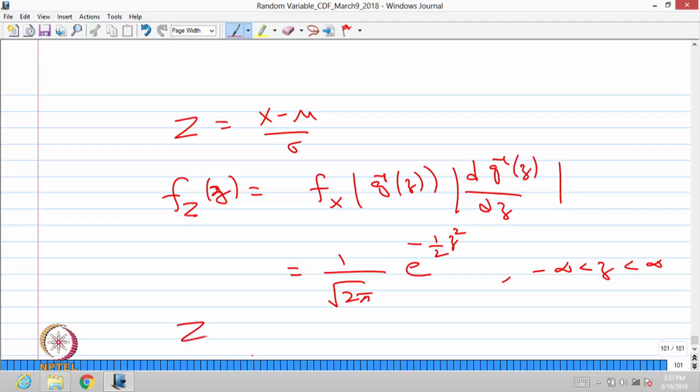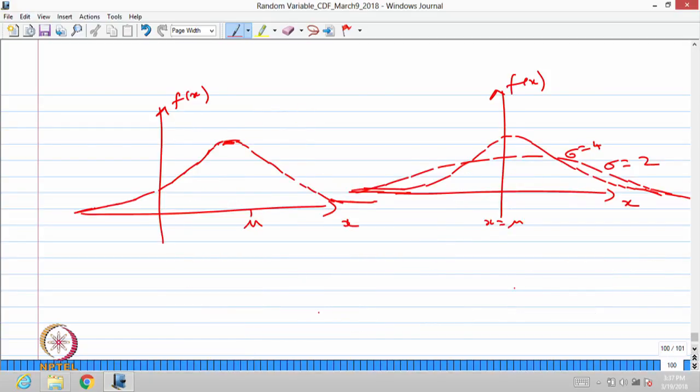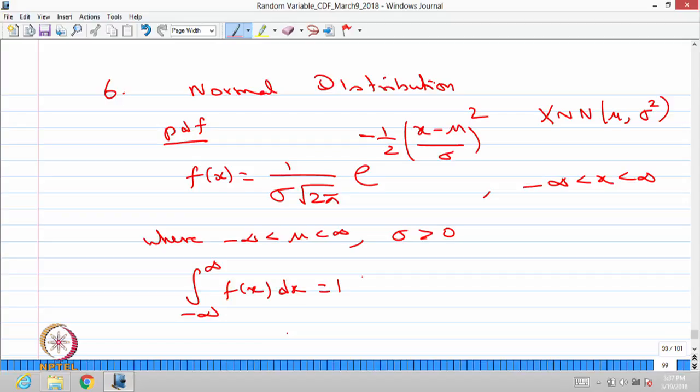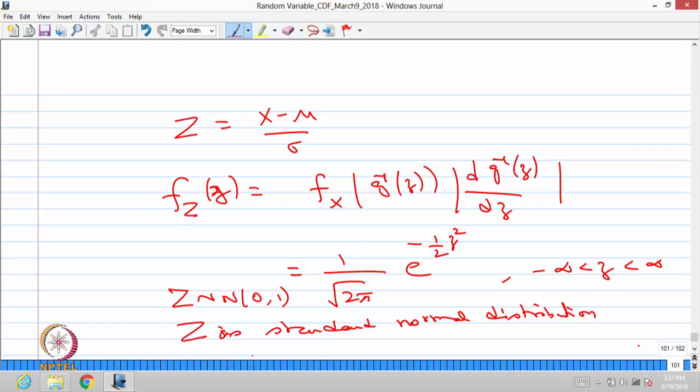Now, we call Z the standard normal distribution. Why is it called a standard normal distribution? Because this is also a normal distribution with parameters 0 and 1. If you compare the probability density function of the normal distribution with the probability density function of Z, you can come to the conclusion that mu is 0 and sigma is 1.